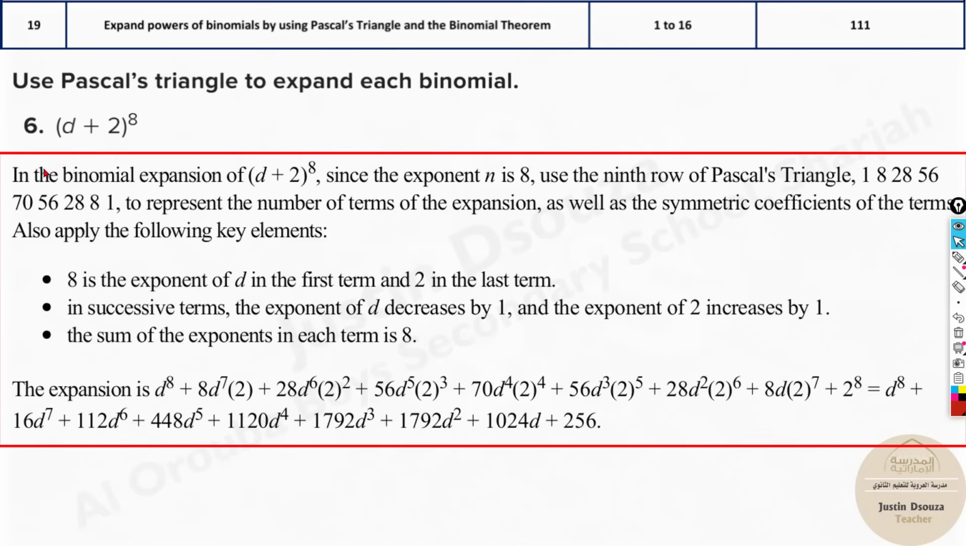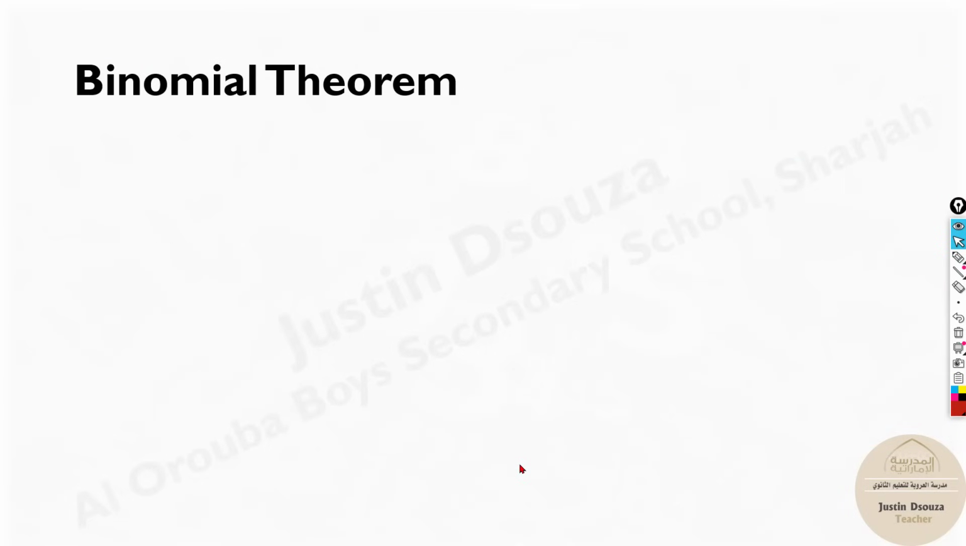And this is a huge one. There are many terms, but don't worry. Hopefully in the exam it'll be a simple one. Even if it's a big one, you should just do Pascal's triangle till there and then take the coefficients and solve it. Now we move on to the binomial theorem.